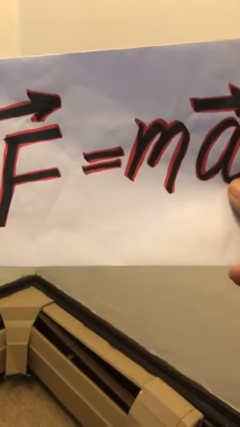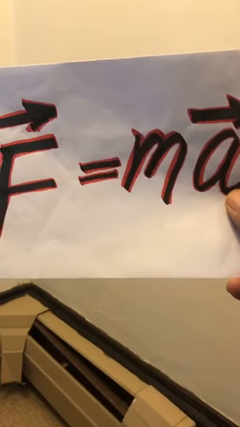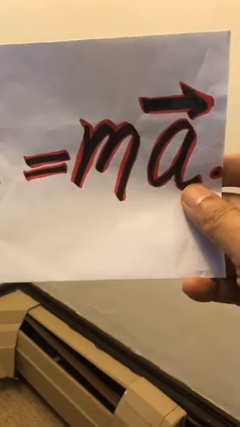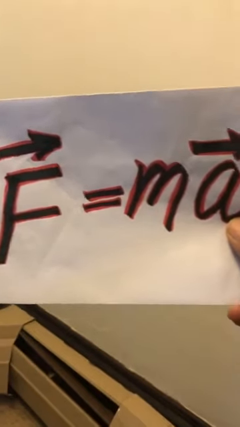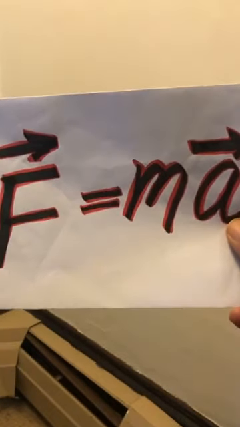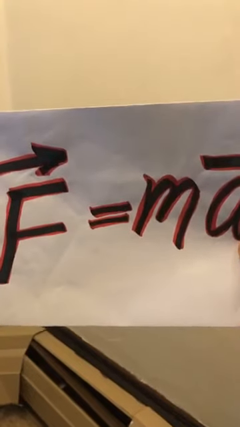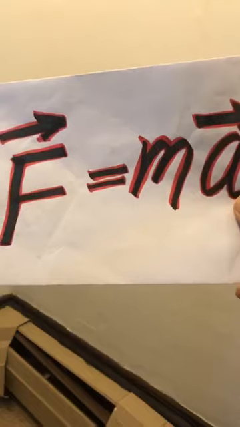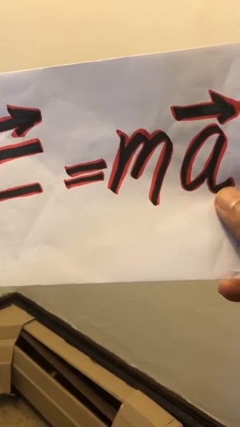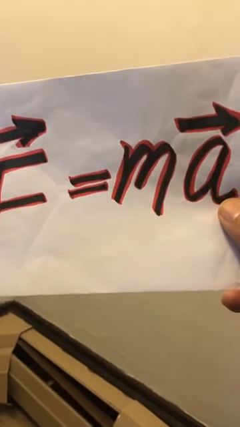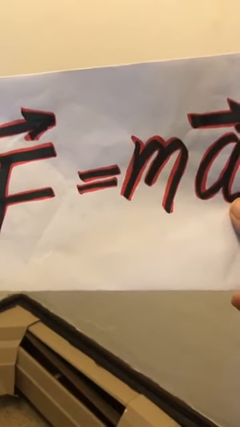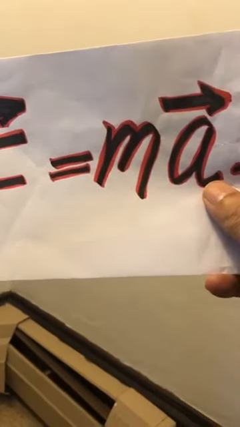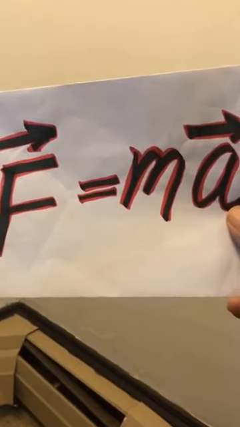And do you remember, I gave the arrow on top of the force because force is a vector quantity. I gave an arrow on top of acceleration because acceleration is a vector quantity. Force and acceleration both are specified completely only by two quantities: magnitude, how much is the force, and in what direction. A is the acceleration, right? It must be specified by two quantities, magnitude and direction.